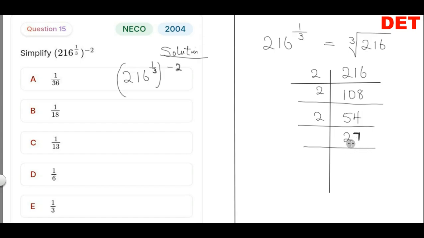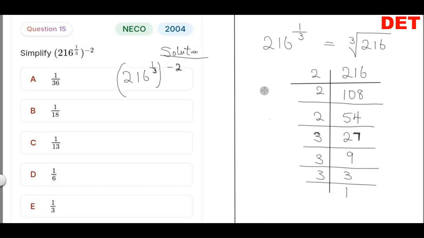The next number we're going to try is 3. 27 divided by 3 will give us 9. What else can go? 3 can go. 9 divided by 3 will give us 3. 3 can go again. 3 divided by 3 will give us 1.